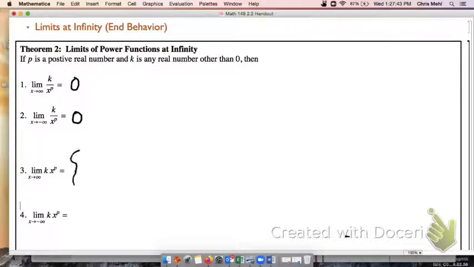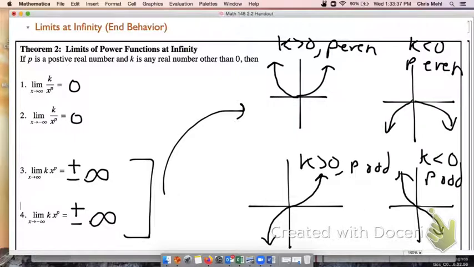Okay, for these two limits on the bottom, the limit as x goes to infinity or minus infinity of kx to the p, this time it's really going to matter what the power is, and it's also going to matter what the constant k out front is. So for instance, let me actually rephrase or rewrite properties 3 and 4.